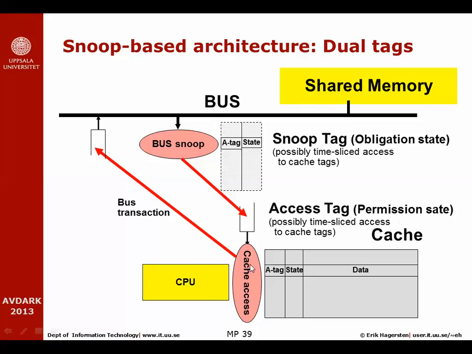So the cache access state machine can still put bus transactions in some queue, and this queue will arbitrate for the bus and can broadcast those transactions on that bus, and the bus snoop here will still look at all those broadcast transactions from itself and from others.